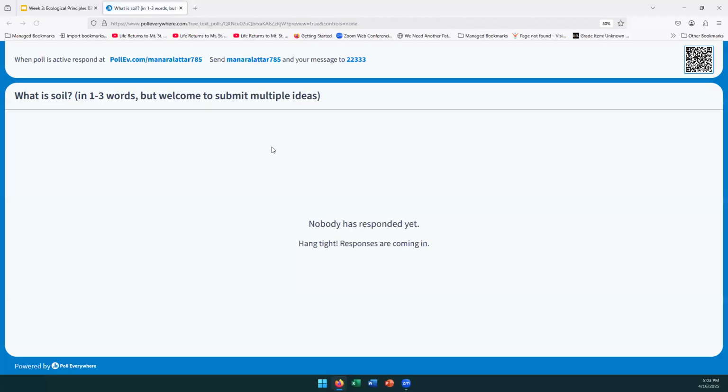Okay, so I'm going to start with this: what is soil? Give me a minute to activate the correct question here. Okay, so that question should now be active and you can engage. This is a word cloud, so try to submit single words, but you're welcome to submit as many as you'd like.